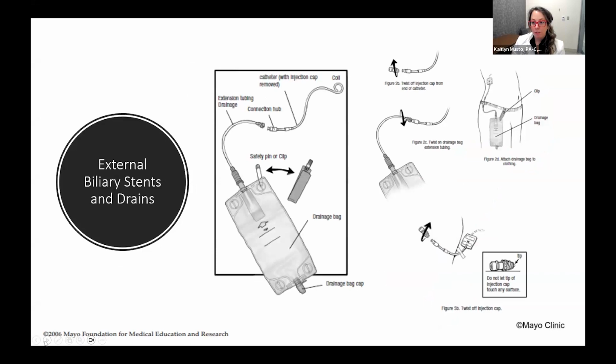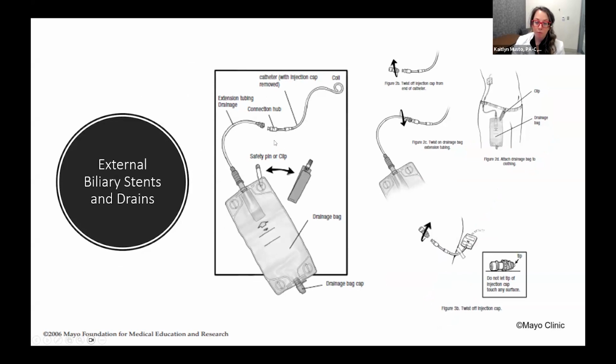So this is what some of the setup looks like for these external biliary stents and drains. This picture here shows that other little picture that I just showed, this is the actual biliary tube here. It goes to a tubing that then goes to the external bag. A lot of times patients will use a safety pin or clip, although I've seen very creative ways that patients do these to make it comfortable for them.